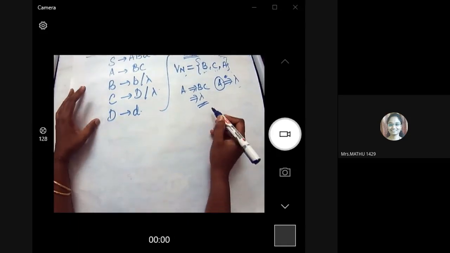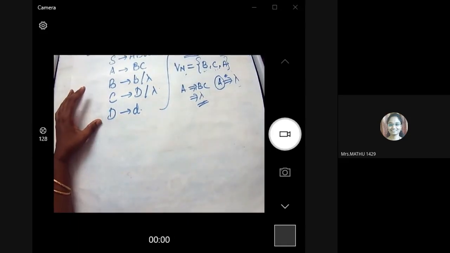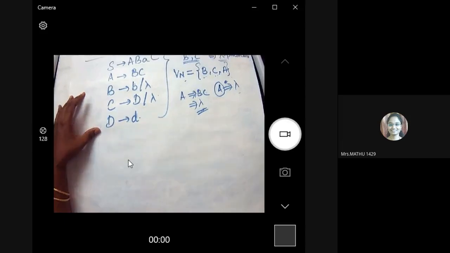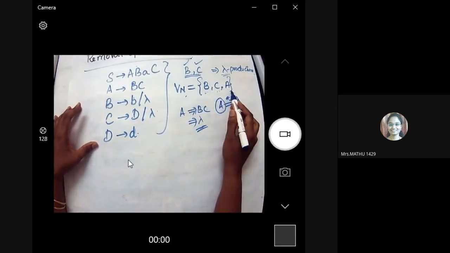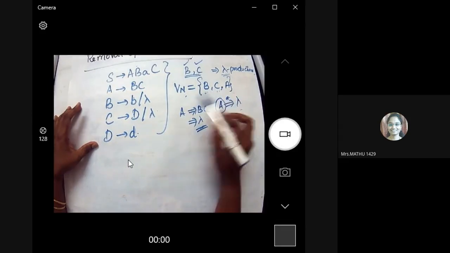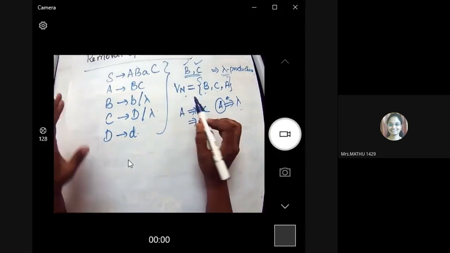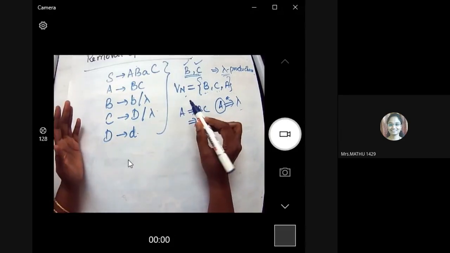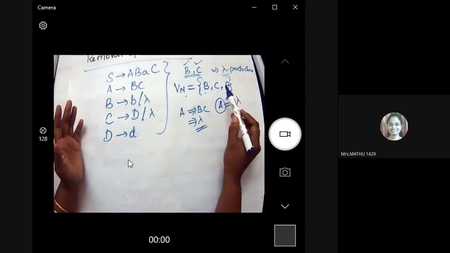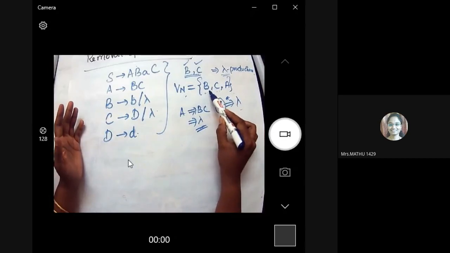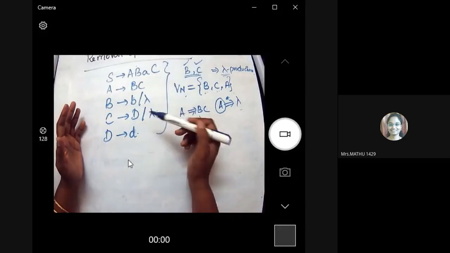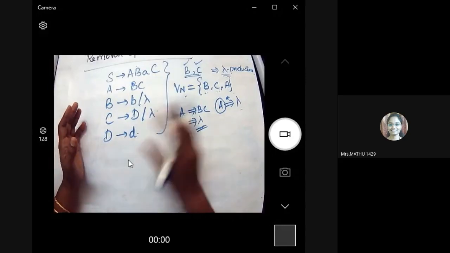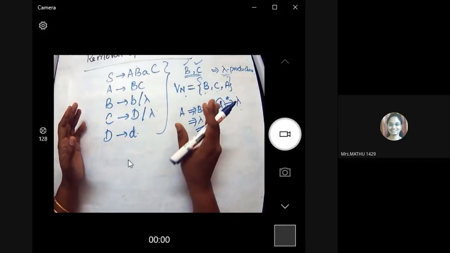Okay, so now we have found all the nullable variables. A, B, and C are nullable variables. Now, how we can remove the lambda production is what we did in the previous example. We are going to apply lambda to all these variables wherever they come on the right-hand side, in all possible ways.